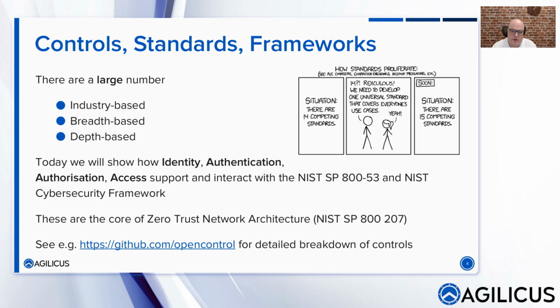So today I'm going to talk about how the technical concepts of identity, authentication, authorization, and access support and interact with the National Institute of Standards and Technology 800-53 framework, because that's the core of Zero Trust. The core of Zero Trust is around who are you, what are you allowed to do, and how do I get you to that thing. And if you want to see a nicely laid out model of what these controls are without having to read all the standard, somebody's done a nice GitHub with a text file that talks about all the different zones and families.